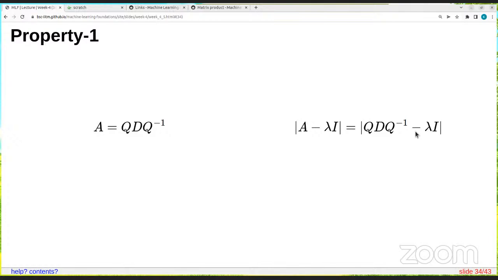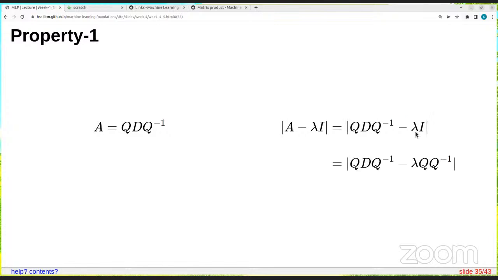Can we write lambda I as Q lambda I Q inverse, and then we can take the Q out, D minus lambda I, and then Q inverse? Good. That is what we are going to do, right? So since Q is invertible, we are just going to replace I with Q Q inverse.